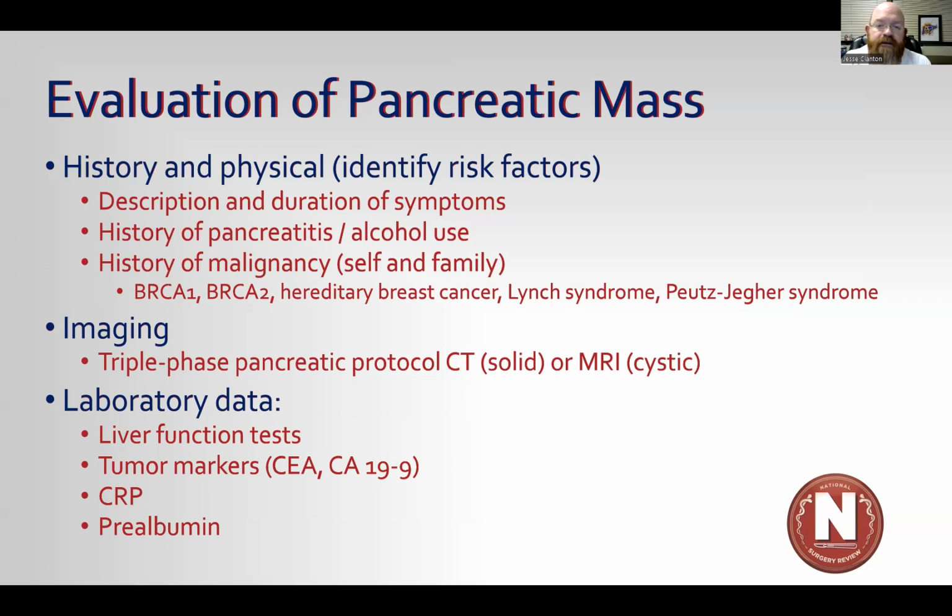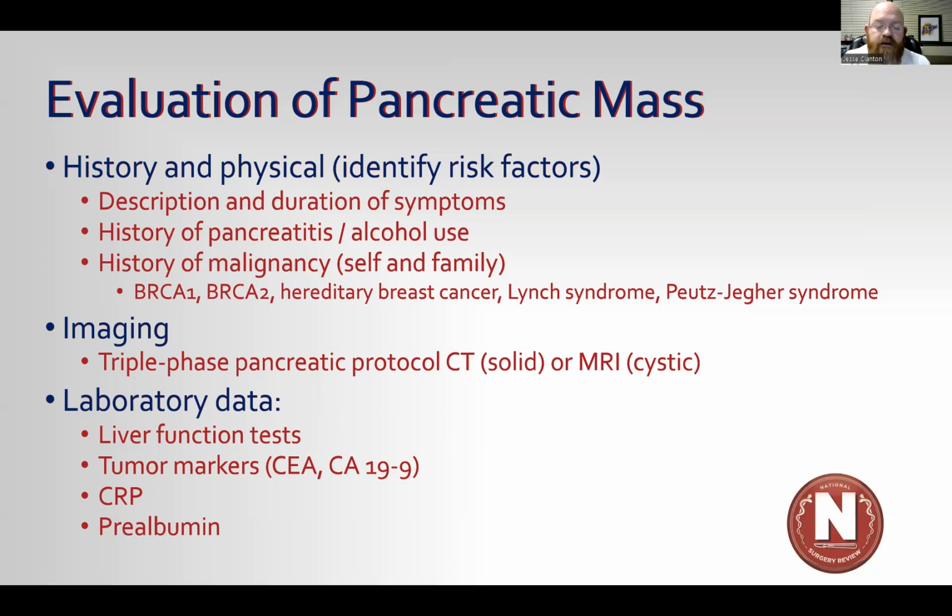And I like to identify specific risk factors. I like to ask about the description and the duration of symptoms. Some of these may come to you without any symptoms at all, may be picked up incidentally on imaging. I pay particular attention to any history of pancreatitis or alcohol use that the patient may have. And I also want to know about a history of malignancy, both in the patient and in their family.